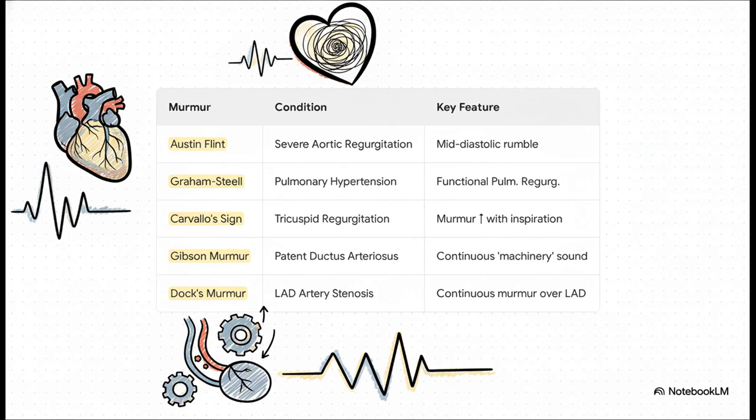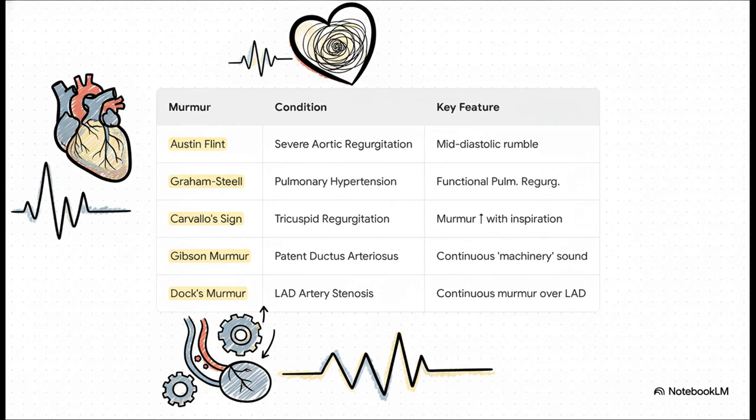Let's fly through these. An Austin Flint murmur? That's the diastolic rumble you hear in severe aortic regurgitation. The Graham Steell murmur? That's from pulmonary regurgitation thanks to severe pulmonary hypertension. Carvallo's sign? Super easy. It just means a right-sided murmur gets louder when you breathe in.